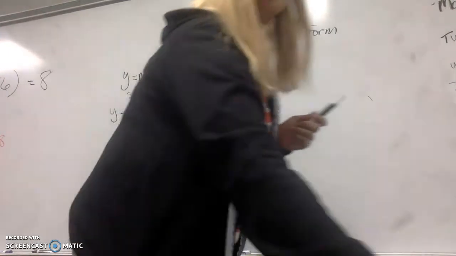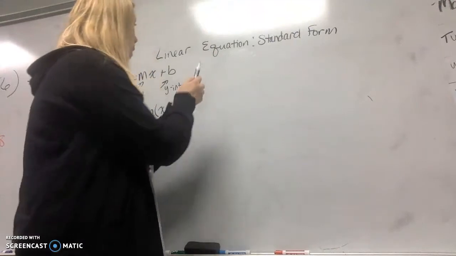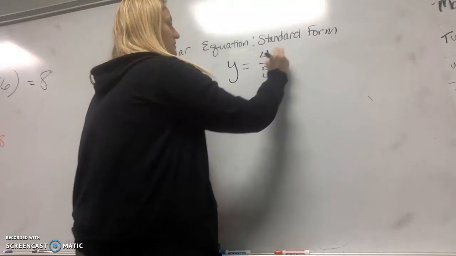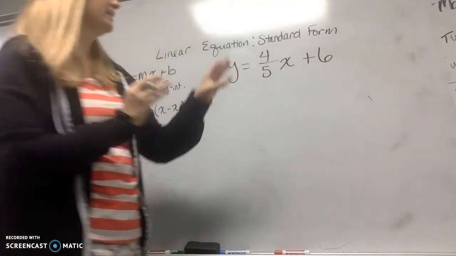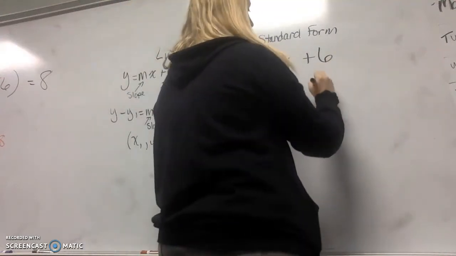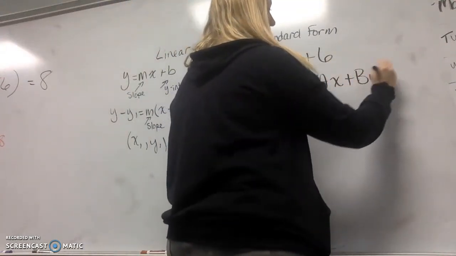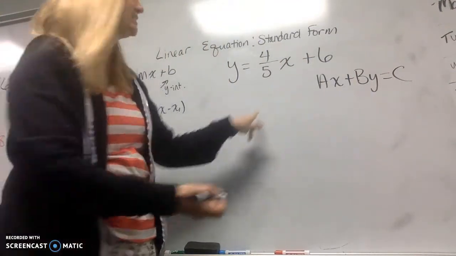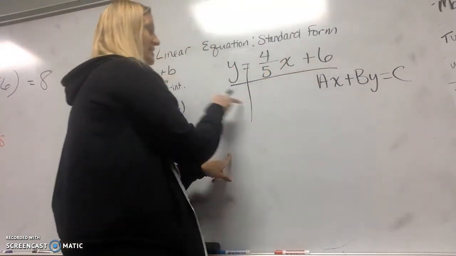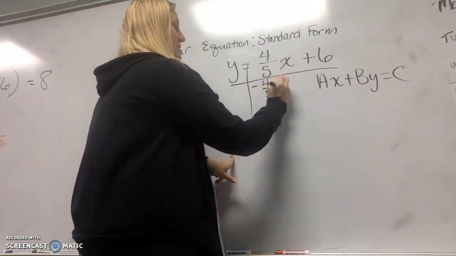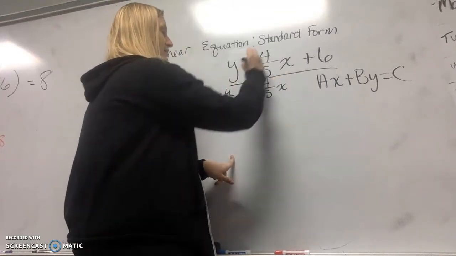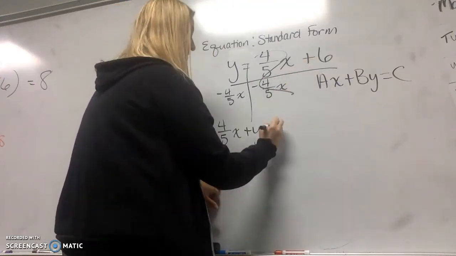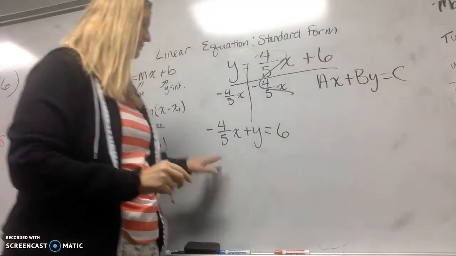Now, what happens if you're given something in slope-intercept form and you're told to put it in standard form? So for example, if I have to get this in standard form, remember, I need my x and y on the same side. Right now, they're not. So the first and easiest thing to do is to move that entire x term over. And I simply do that by just subtracting 4/5 x. So now I have negative 4/5 x plus y equals 6. So I have Ax plus By equals C.